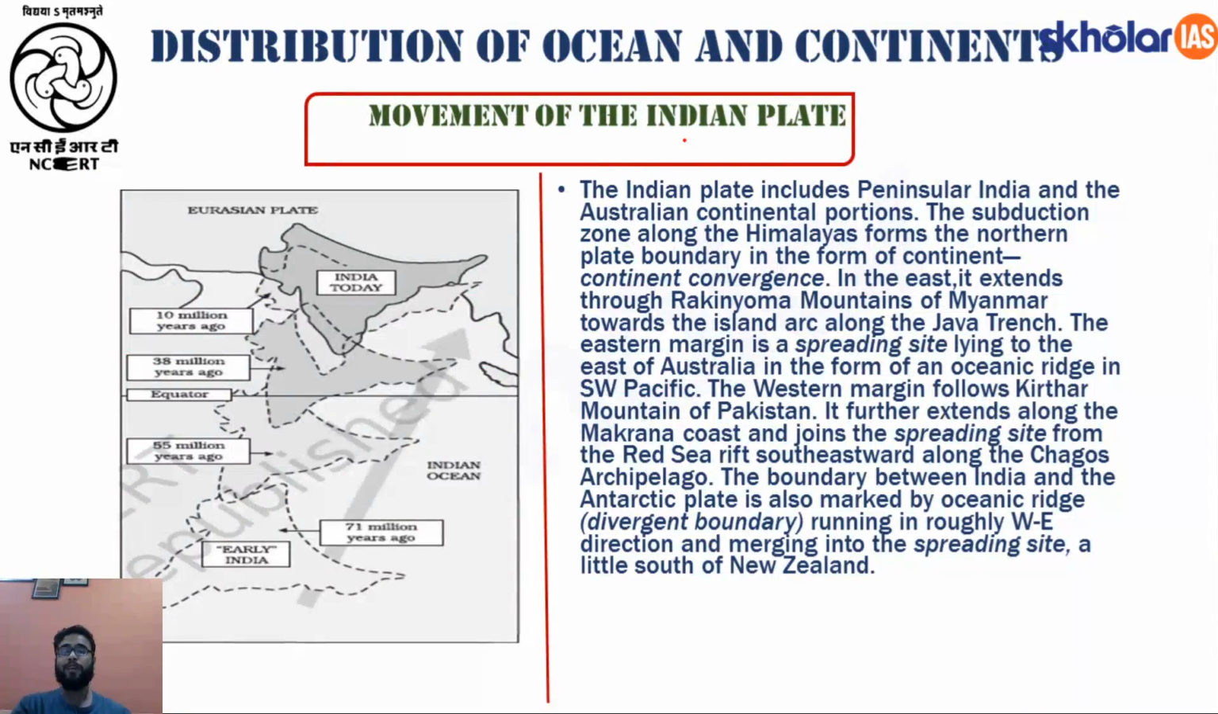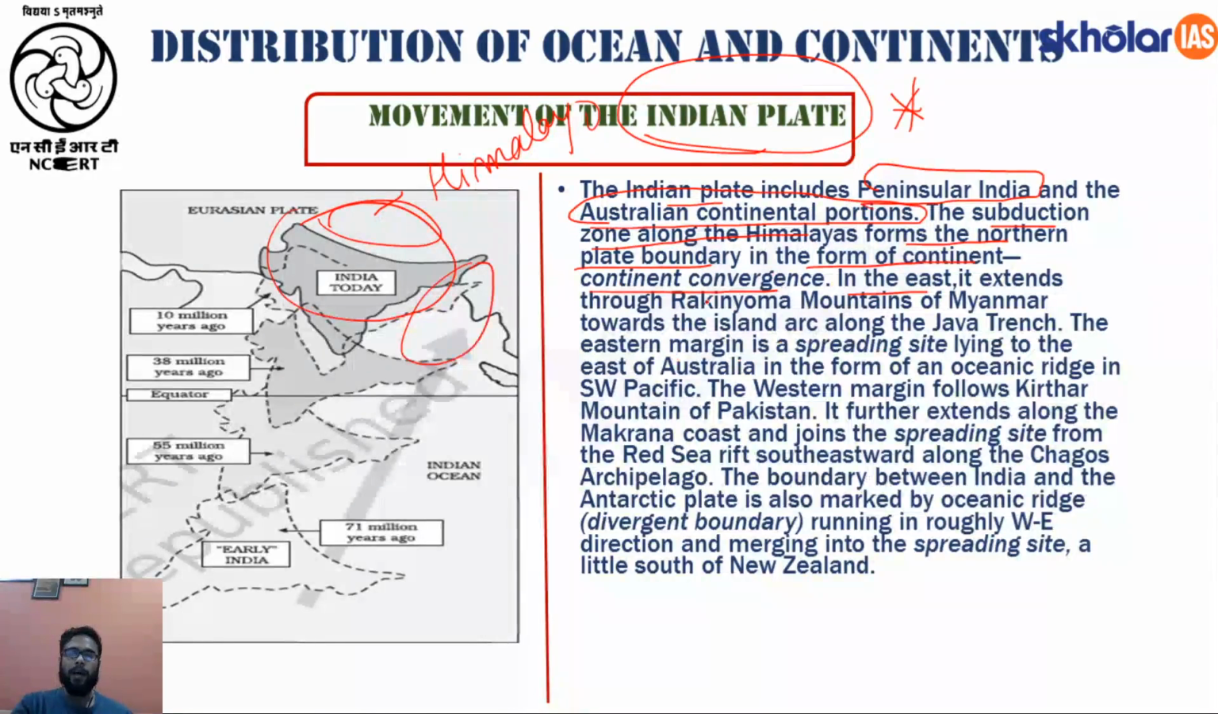Now let us talk specifically about the movement of the Indian plate. Fine. So the Indian plate basically includes peninsular India and the Australian continental portions as well. Fine. And it also includes New Zealand. The subduction zone along the Himalayas forms the northern plate boundary in the form of continent-continent convergence. Now it is talking about the boundary of the Indian plate. In the north it is bounded by the Himalayas. Then in the east it is bounded by the Rakhine mountains of Myanmar, towards the island arc along the Java Trench. Here we have the Java Trench.